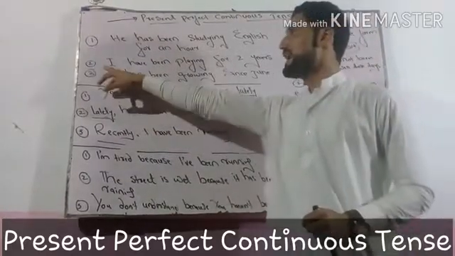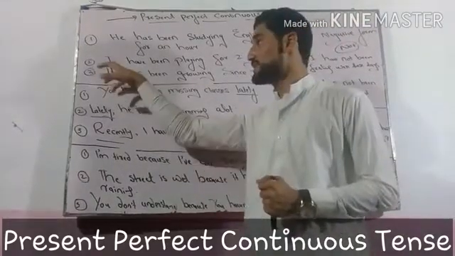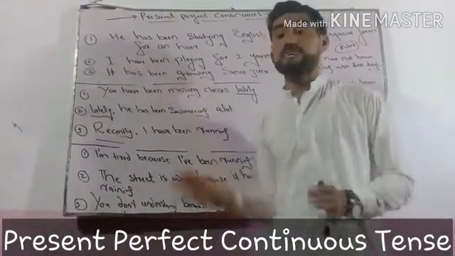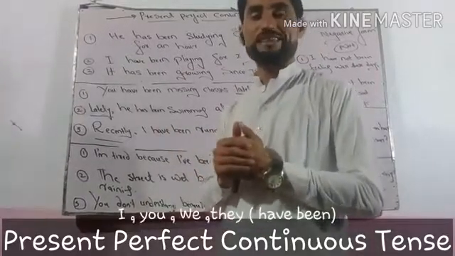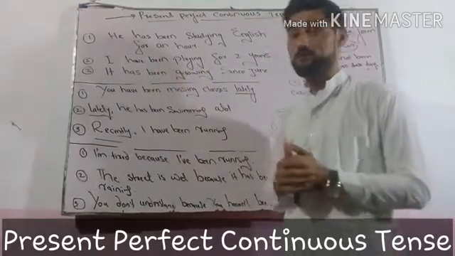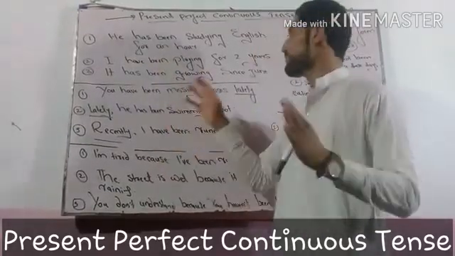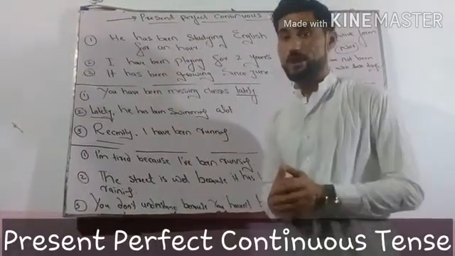The next example is: I have been playing for 2 years. I started this sentence with the subject I, and then I added the auxiliary verb have been. That's because with I, you, we, and they, we have to add the auxiliary verb have been. And then the present participle form of the verb play, playing, and then for 2 years. For 2 years shows how long this action has been happening.